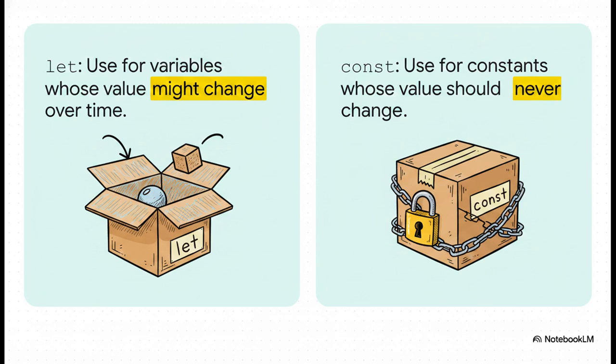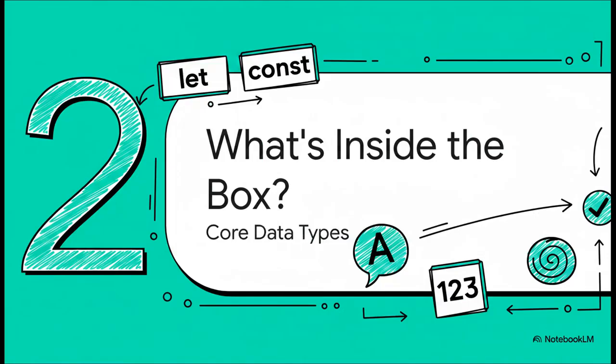But on the other hand, we have const. This is more like putting something in the box and then supergluing it shut. It's for constants, values you set once and want to make absolutely sure never ever change. So, we've got our boxes, some reusable, some sealed shut, but what kind of stuff can we actually put inside them? Well, this is where we get into the different data types in JavaScript.